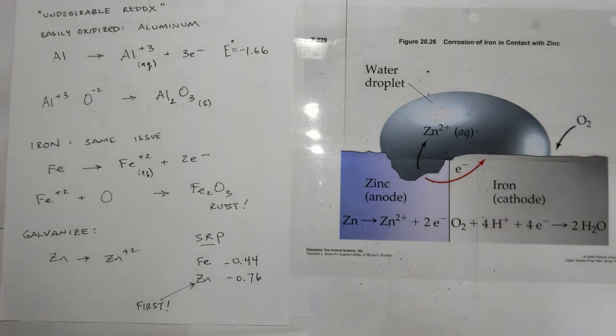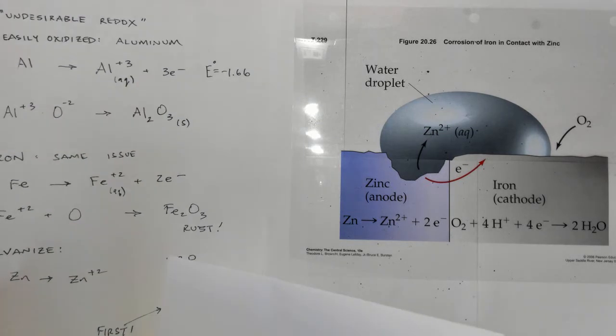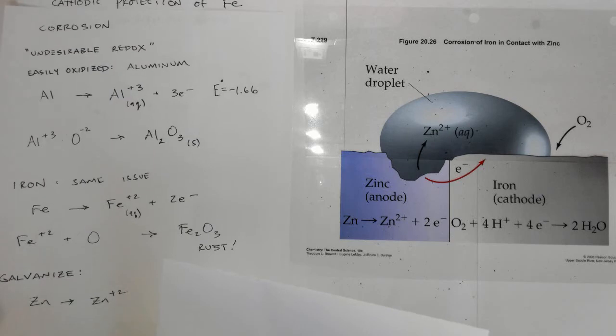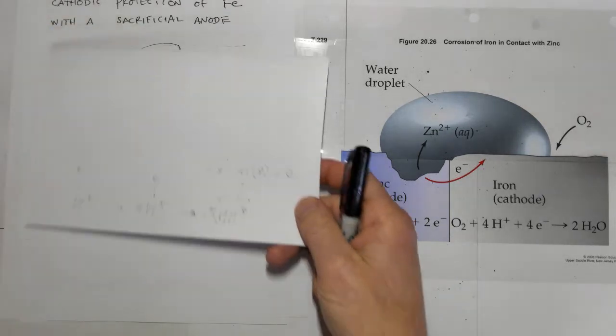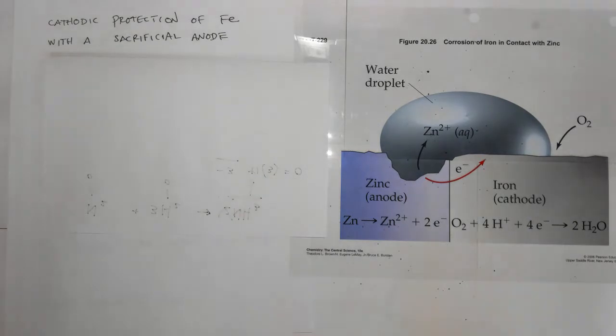And so you get a zinc oxide coating on top of the iron, and that's what protects your iron. So galvanizing of iron is one way we've come to try to protect it. Another thing that we do in industry that you've probably never heard of is we offer cathodic protection of iron with something called a sacrificial anode.